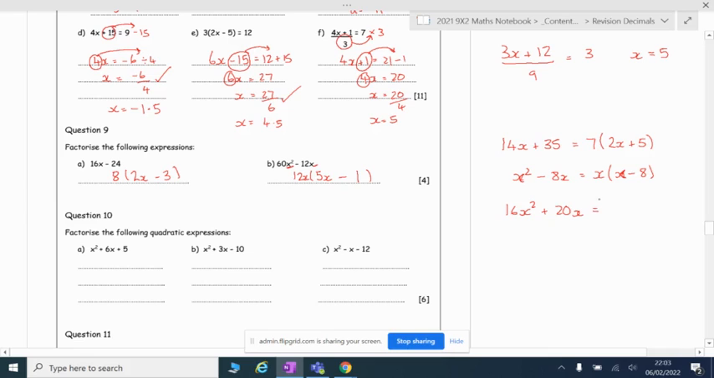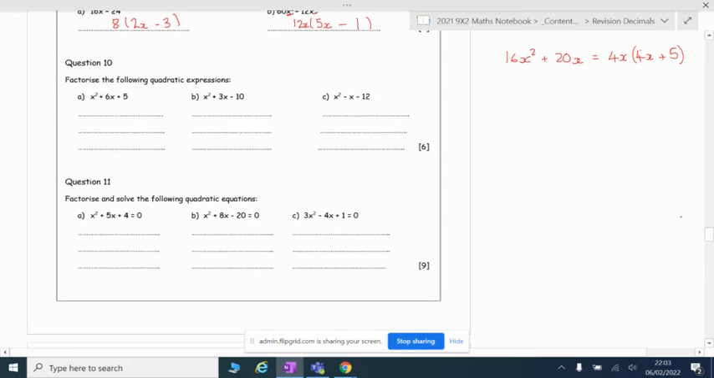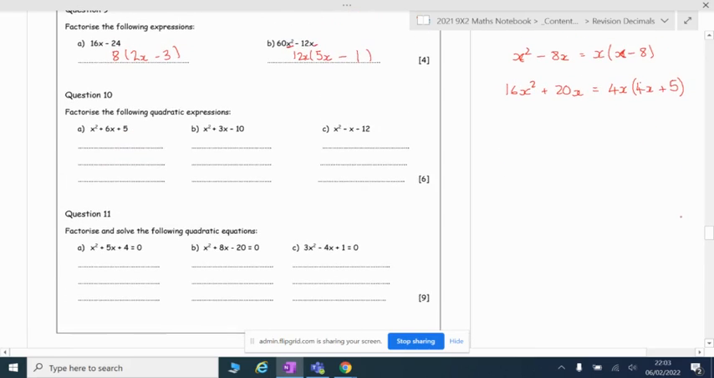And finally, here, the biggest number I could take out is 4, but there's also x's in both terms, so I can take out an x as well. And then if I divide 16x squared by 4x, I'm left with 4x, and if I divide 20x by 4x, I'm left with 5.